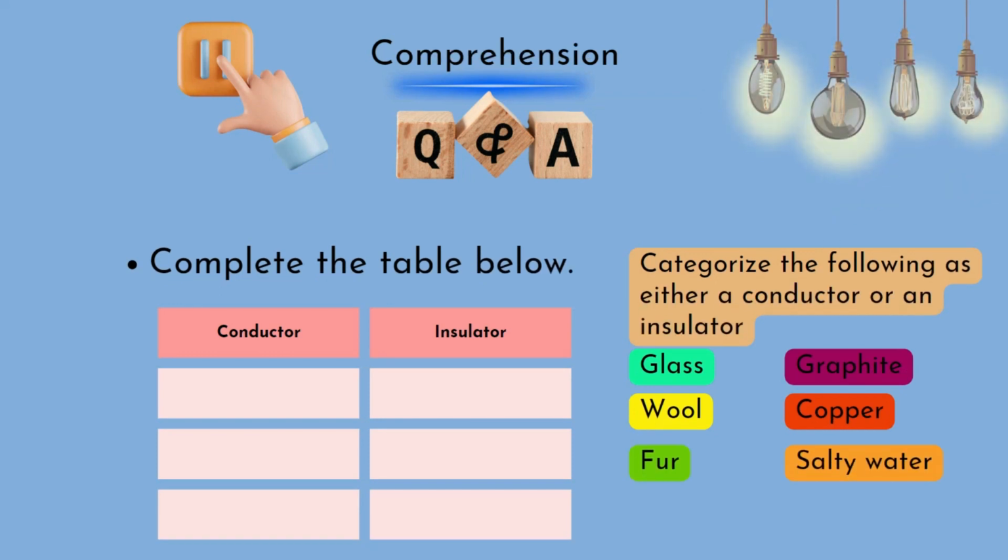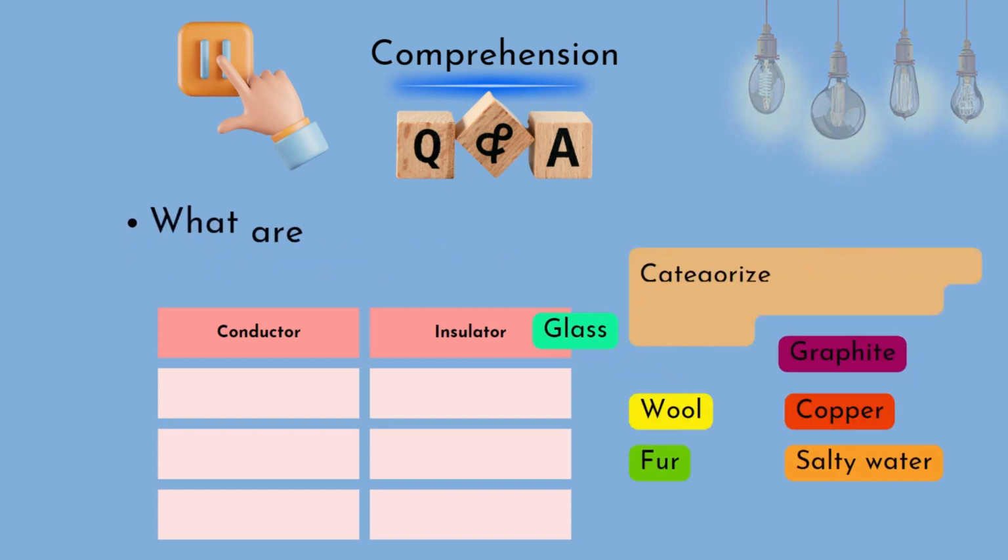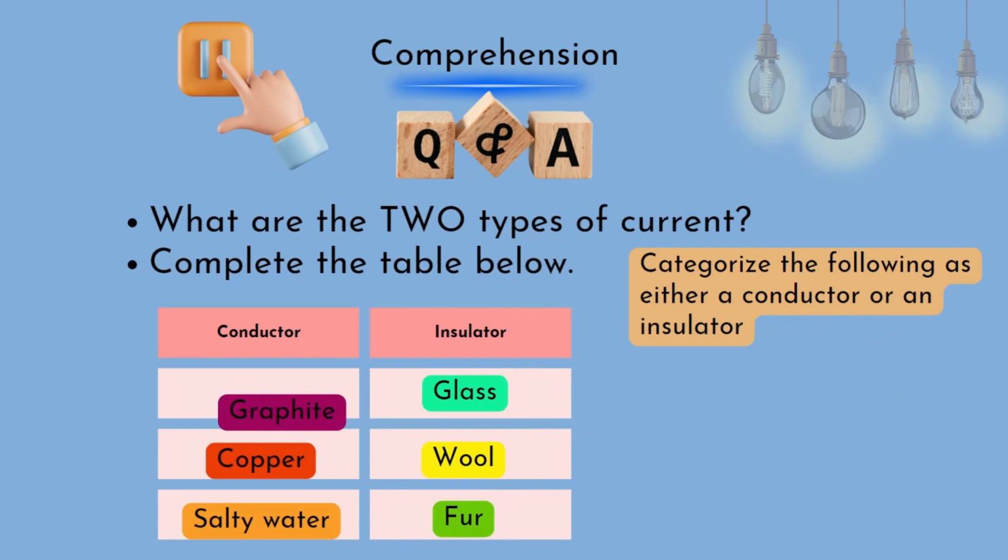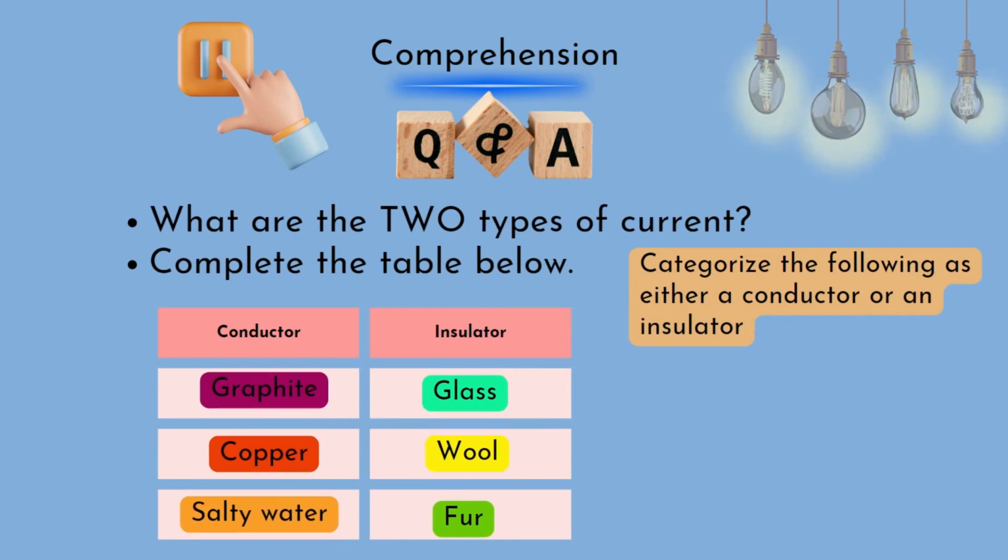Comprehension. Complete the table below. Categorize the following as either a conductor or an insulator. You have glass, graphite, wool, copper, fur, and salty water. You may pause this video to answer the questions. Did you get them right? Very good.